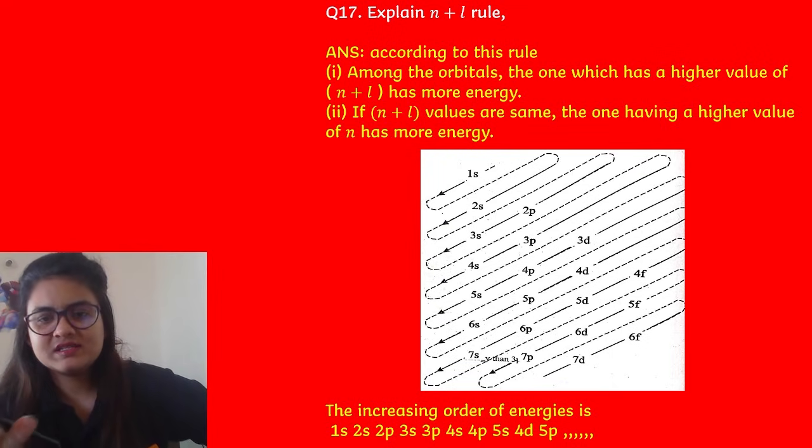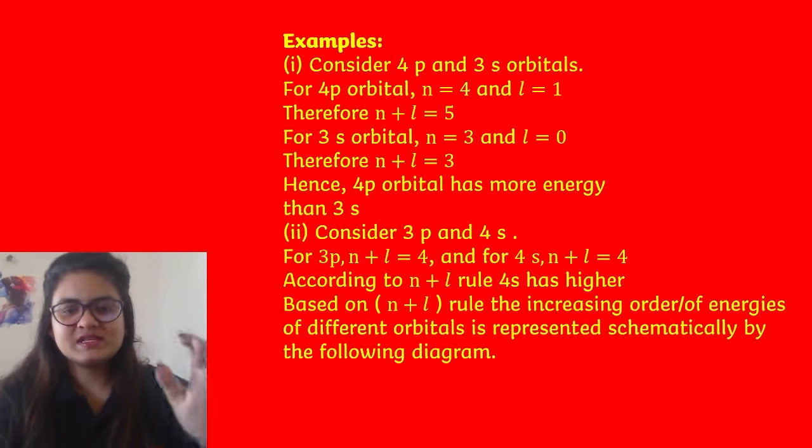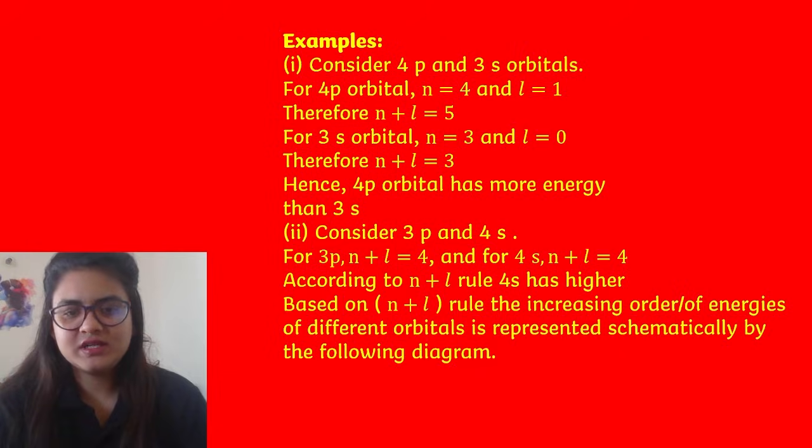Okay, so this is the diagram in which you can explain the order of the energy in which the electrons get filled up. From here only 1s, 2s, 2p, 3s, 3p, this particular energy order comes. Next you can see some examples are given. You can just go through them. I guess you will understand the n plus L rule.